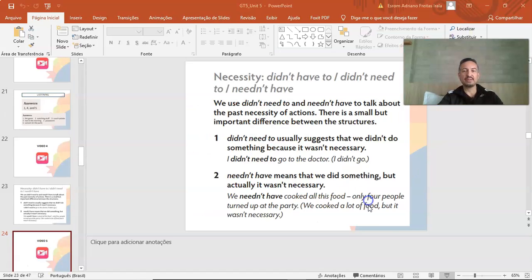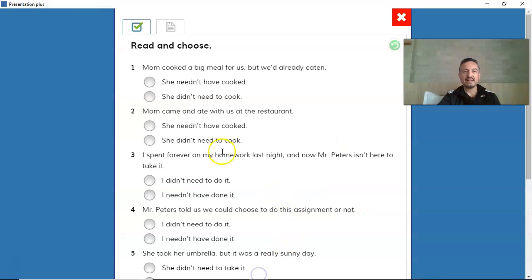Now let's go back to the activity here. Mom cooked a big meal for us, but we'd already eaten. Did she do it? Yeah, she did this. She cooked the meal, but actually it wasn't necessary. So we say that she needn't have cooked because it wasn't necessary. She cooked, but it wasn't necessary. Okay, did you get this one?